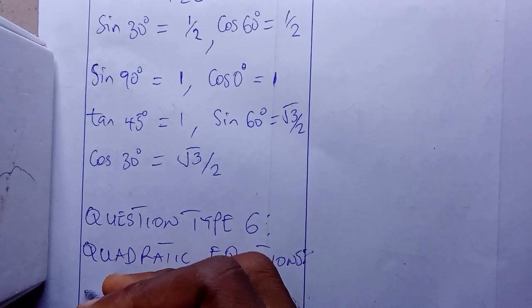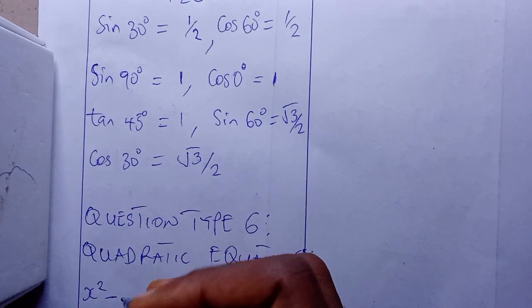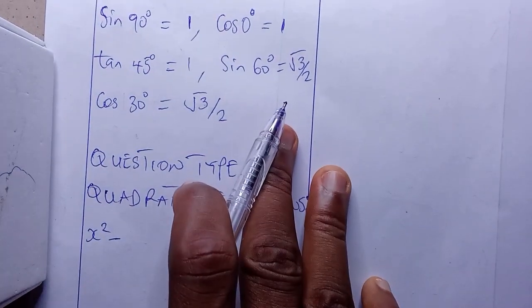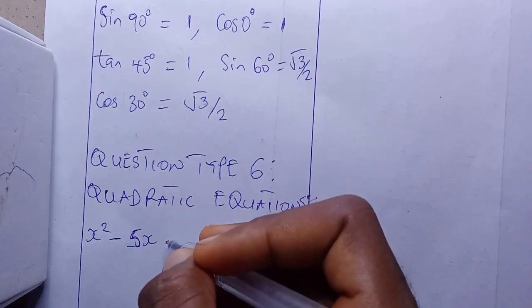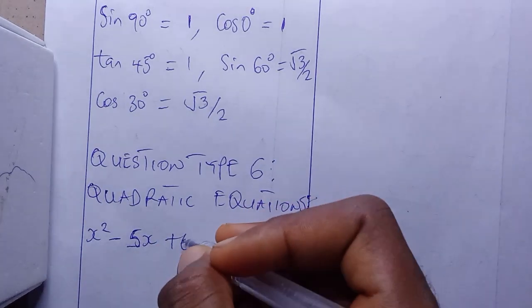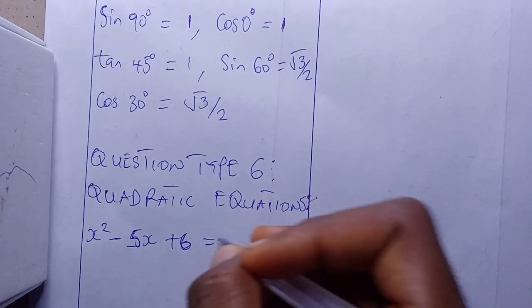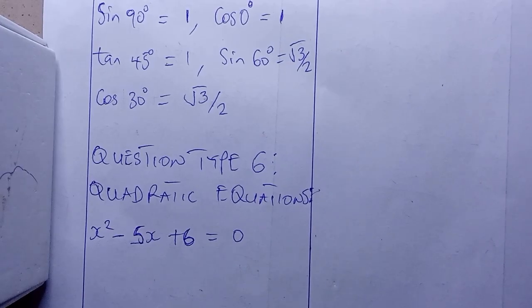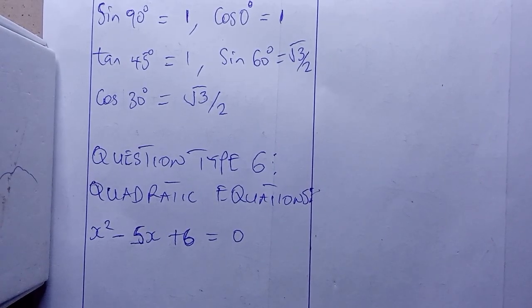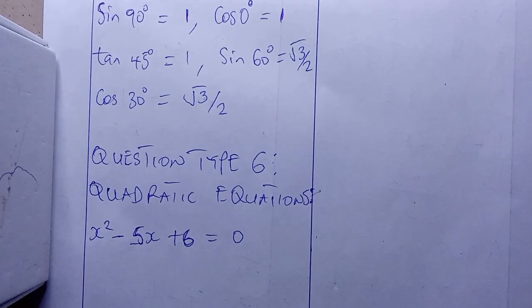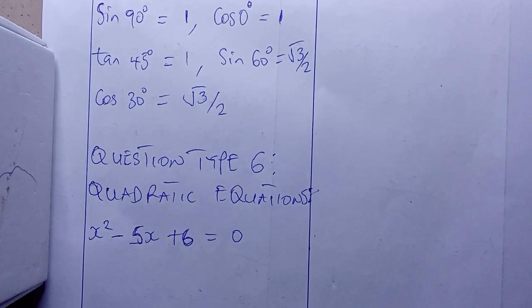Example: solve x squared minus 5x plus 6 equals 0. To solve a quadratic equation, you can either use your factorization method, your completing the square method, or the almighty formula, or better still, the formula method. Whichever method you love using the most, you can use it to solve this particular question.